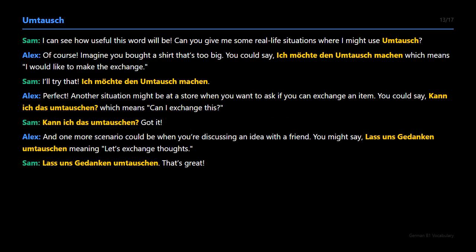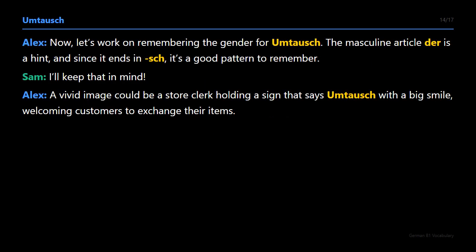That's great. Now, let's work on remembering the gender for Umtausch. The masculine article Der is a hint, and since it ends in SCH, it's a good pattern to remember. I'll keep that in mind. A vivid image could be a store clerk holding a sign that says, Umtausch, with a big smile, welcoming customers to exchange their items.